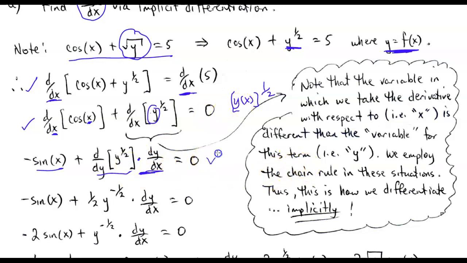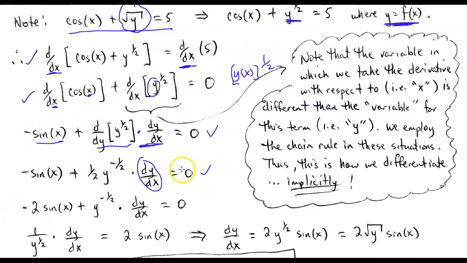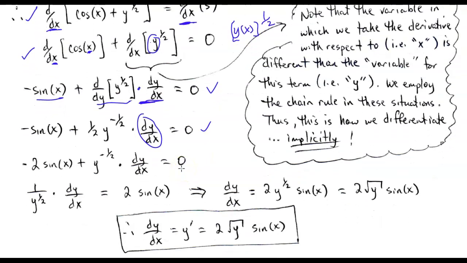Once we're here, everything else is pretty easy. We figure out the derivative of y raised to the 1/2 with respect to y, and that's going to be 1/2 times y raised to the negative 1/2. From this step on, we're just trying to solve for dy over dx. Everything else is a piece of cake, where we are just algebraically manipulating our equation to solve for dy over dx. And you see in the work that when we get there, our answer is 2 times square root of y times sine of x.